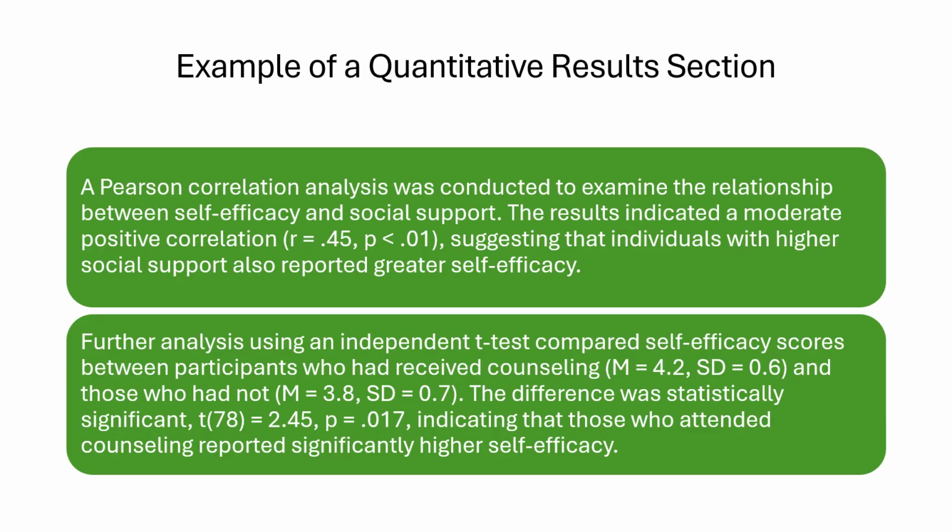This is an example of a quantitative results section. Notice how statistical results are presented concisely in an APA format. Numbers and significance levels are reported clearly. Findings are described objectively without interpretation. Your results section should follow a similar format if you are working with quantitative data.